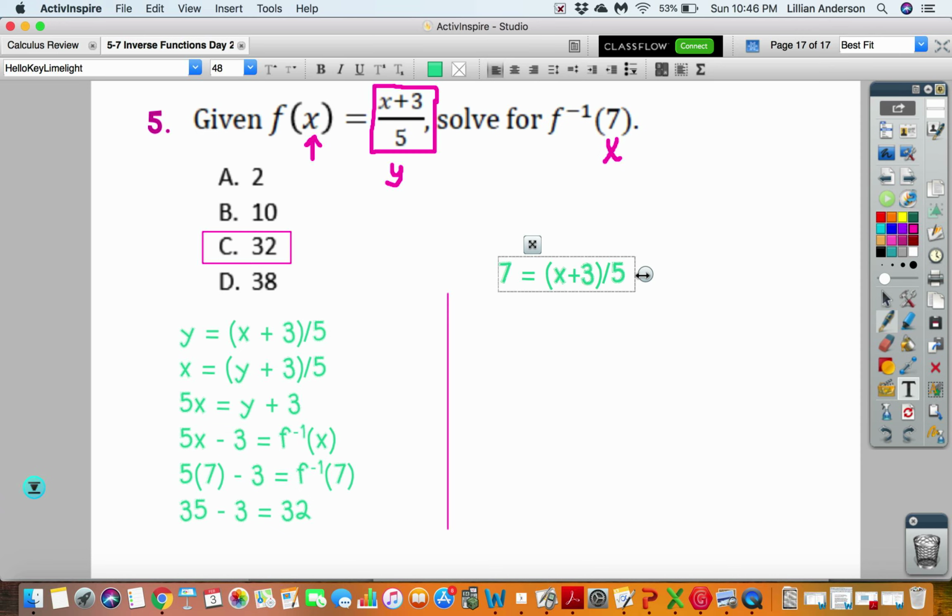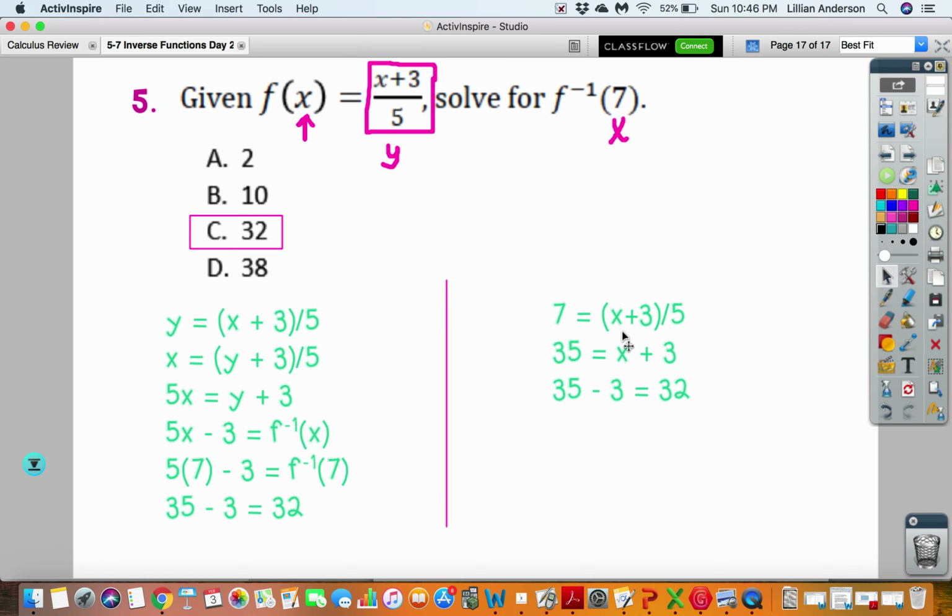All right. So when I go ahead and solve this out, this is going to be 7 times 5, which is 35, equals x plus 3. Subtract 3 from both sides, and you still get 32. Either way, you still get the same answer, but I did want to show you guys another way to do this.